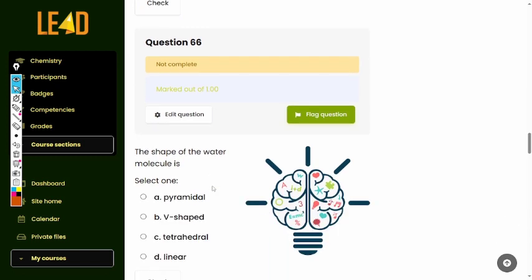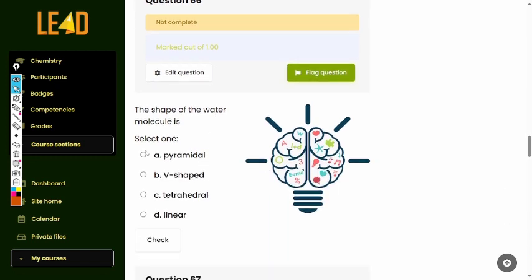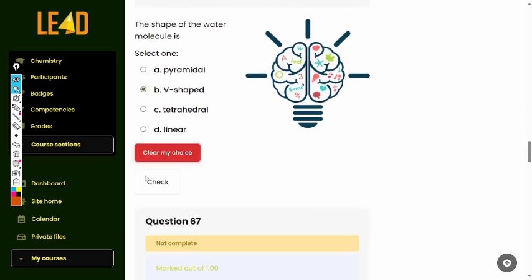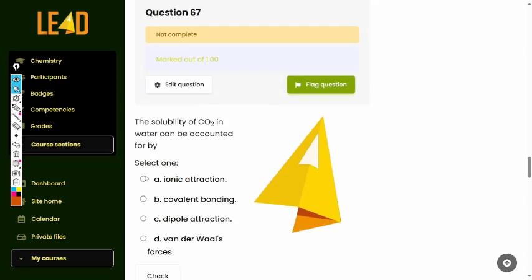66. The shape of the water molecule, O and 2H, is V-shaped. It's either called V-shaped, bent, or non-linear. So the answer is B. The solubility of carbon dioxide in water can be accounted for.